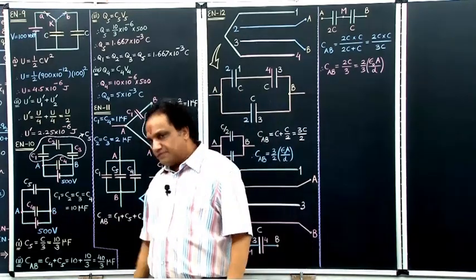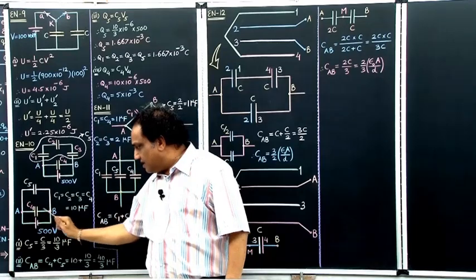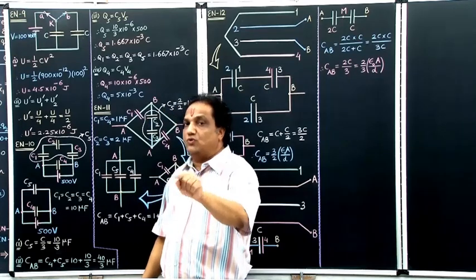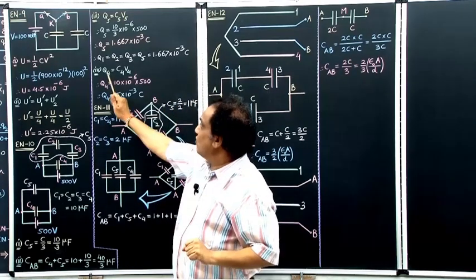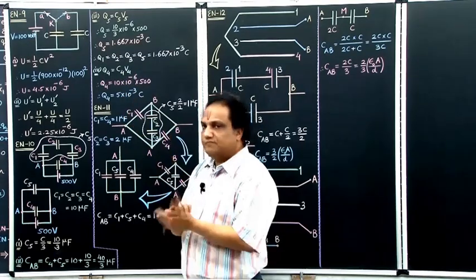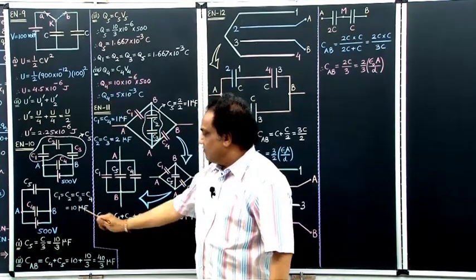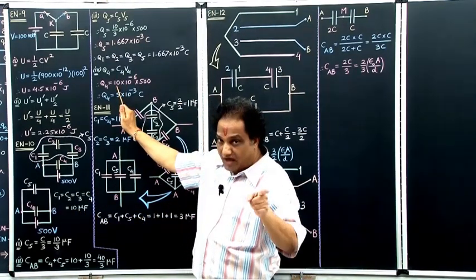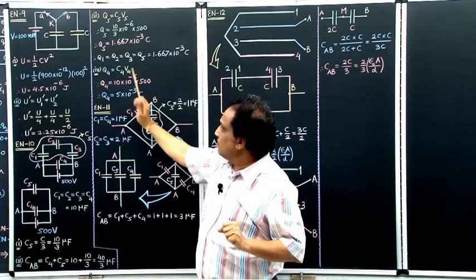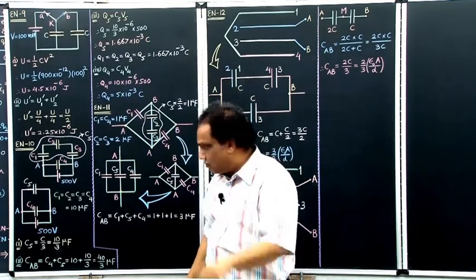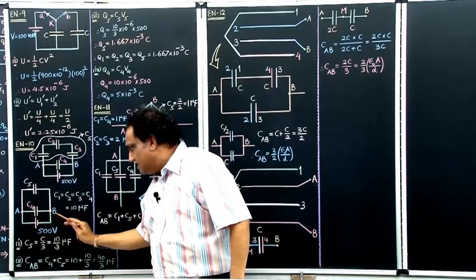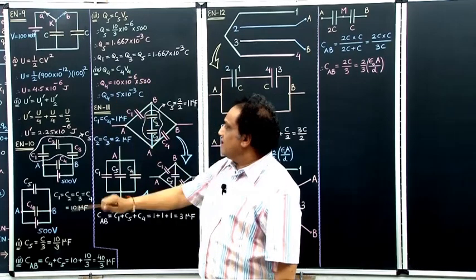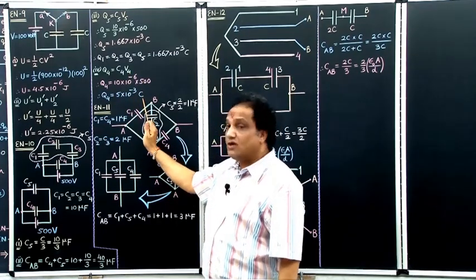What about this capacitor? Potential difference across this capacitor is 500 volt, and if the charge is Q4, then according to the formula Q equals C into V, you may write Q4 equals C4 into V4, correct? What is C4? C4 is given to you as 10 microfarad, converted into farad by multiplying by 10 raised to minus 6. What about V4? Potential difference across C4 is nothing but 500 volt. Simplify, answer is 5 into 10 raised to minus 3 coulomb.